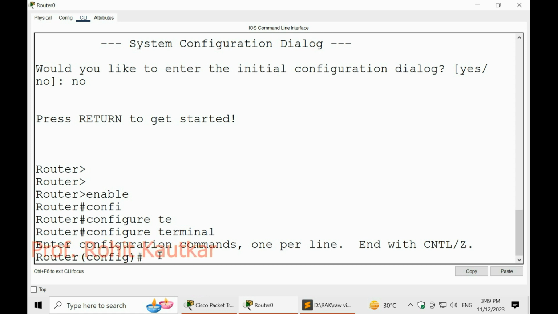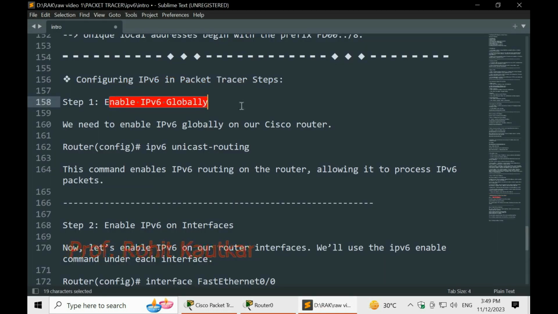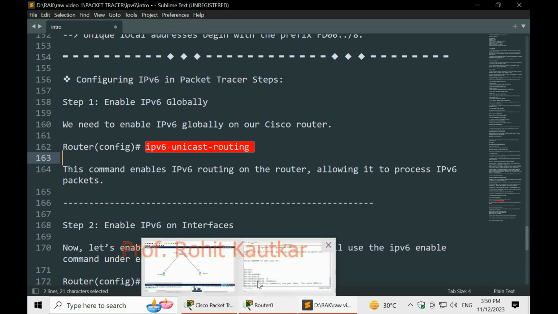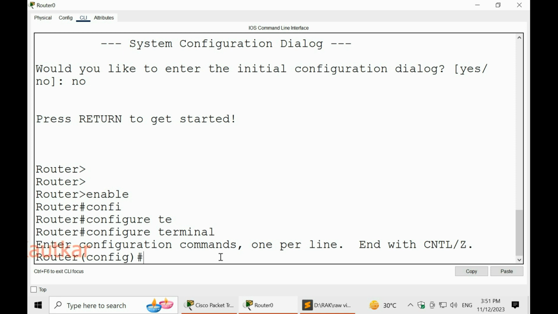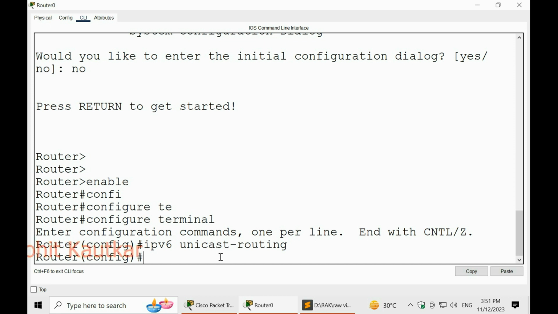Now first of all, as we discussed in our steps, we have to enable the IPv6 address here globally. So we will use this command IPv6 unicast-routing. So now here we are going to specify IPv6 unicast-routing and hit enter.